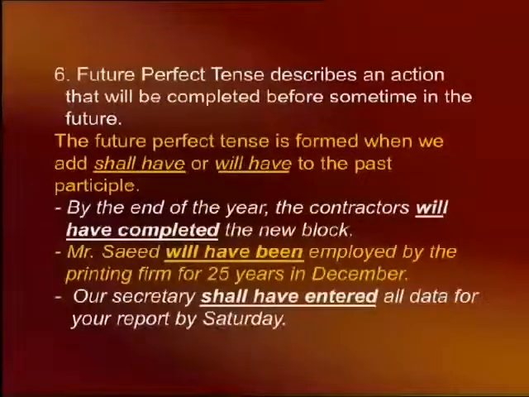And the sixth tense, or the third perfect tense, is the future perfect tense. It describes an action that will be completed before some time in the future. And this perfect tense is formed when we add shall have or will have to the past participle. For example, in the sentence, by the end of the year, the contractors will have completed the new block. You are describing an action that will be completed before some time in the future.